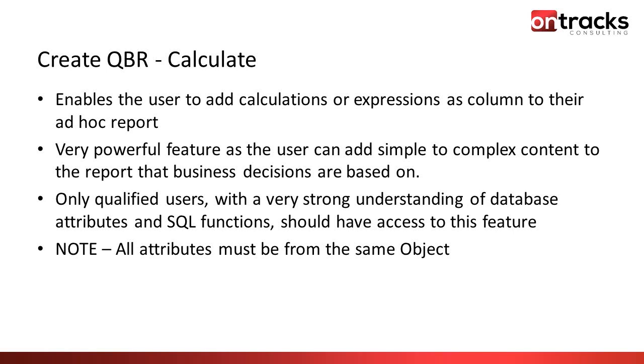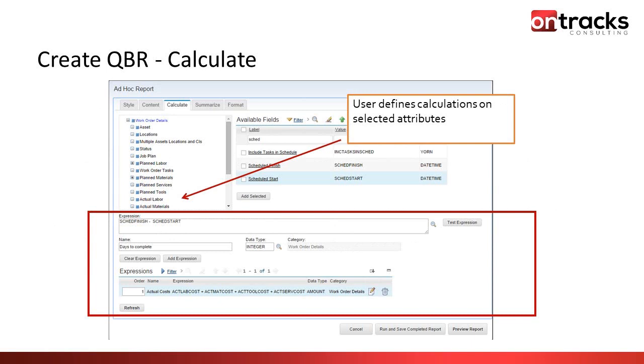One note that people might run into down the road is that all attributes must be from the same object. So all attributes in one expression. So I can't say add a work order priority to an asset priority because they're from different objects. I would run into a few errors when I tried that. Perfect. So this is what the actual tab looks like. And again, it's in the same wizard. We're just going from left to right. We've started on style. Next, we went to content, and now we're in calculate.